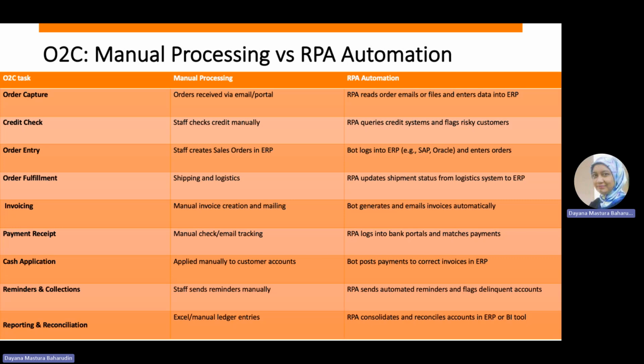Okay, now let's get back to the payment receipt. For payment receipt, the humans have to do the manual checking and email tracking, but the bots now will just log into the bank portals and do the matching. They can do that because whatever you do manually, you're going to program the robot to do using the automation tools. Next is cash application, applied manually to customer accounts. You have to match that, but the bots will now actually post the payments to the correct invoices. They would know because you're the one that programmed them to do so.